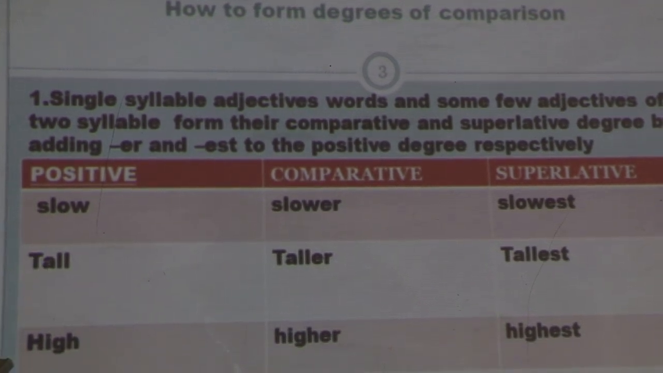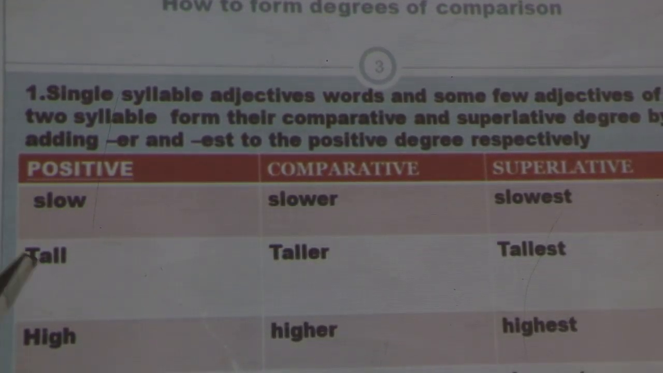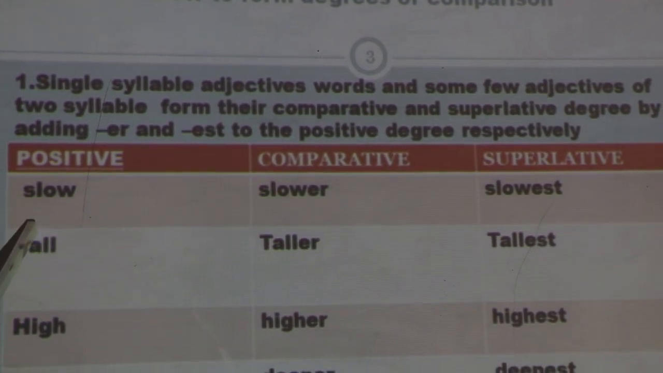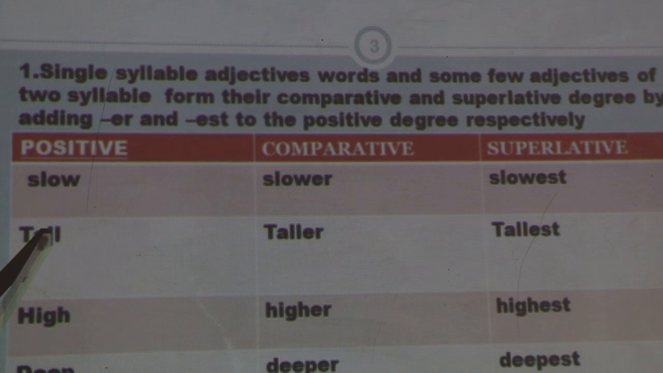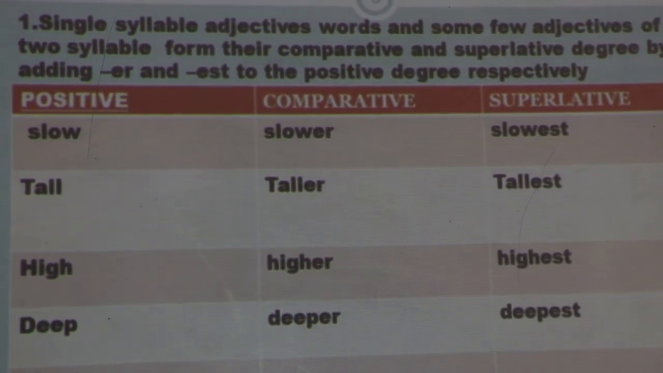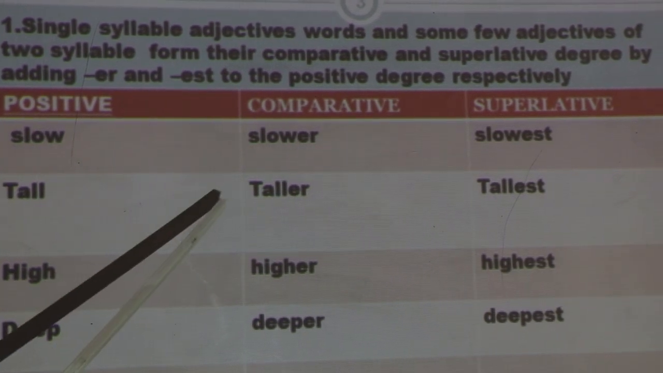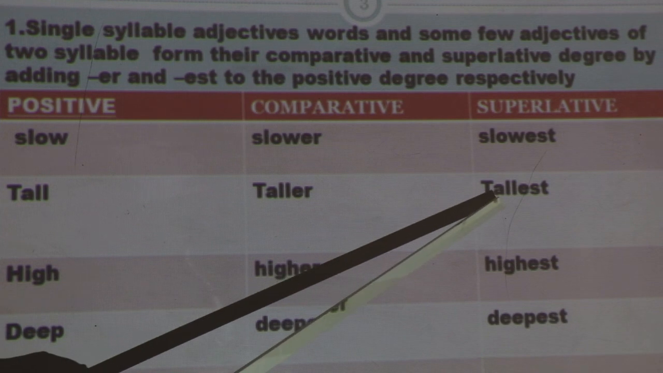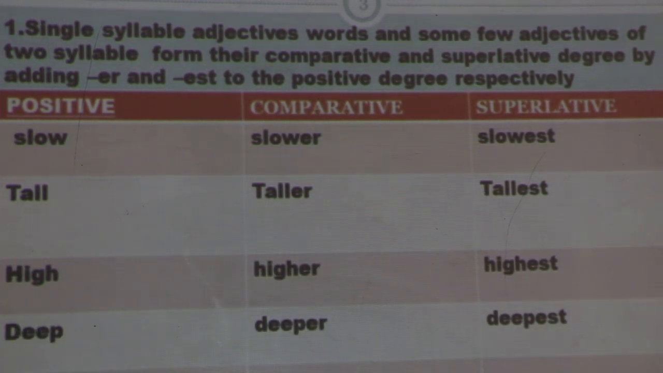This one is tall. Normally people may say "tall," but it's not pronounced this way. It's pronounced "tall." Because of an O, maybe sometimes we say L, and if an A follows an L, it's pronounced as O, like "tall." This one is going to become taller because there's one vowel sound there, and the superlative form is going to become tallest.